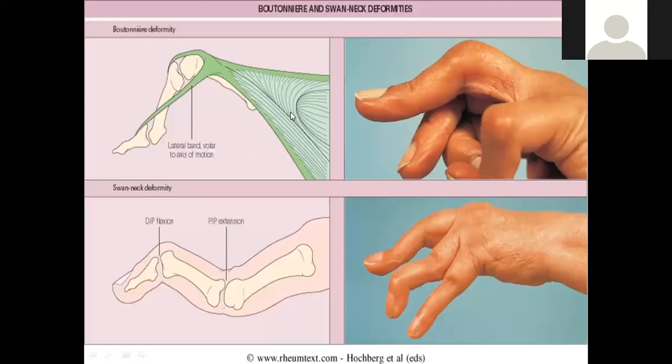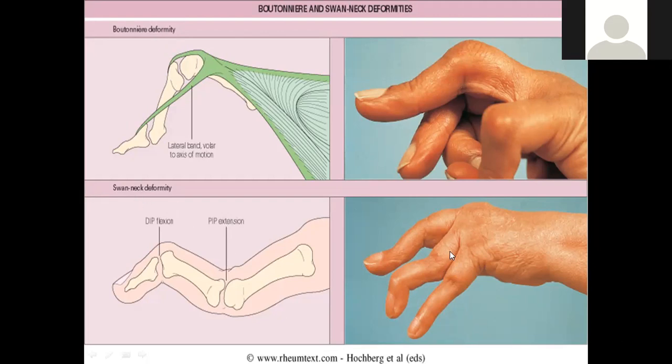The characteristic abnormalities of rheumatoid arthritis are boutonniere deformity and swan neck deformity. In boutonniere deformity, the middle joint of the small finger becomes immobile in a flexed form, and the distal joint is in a hyperextended form. This joint also becomes stiff, in the upward direction, because of damage to the tendons. So this is called boutonniere deformity.